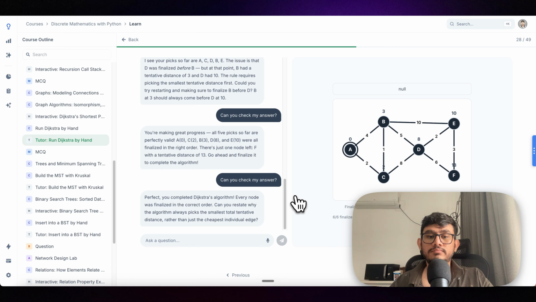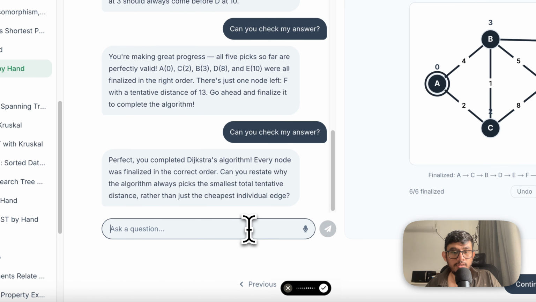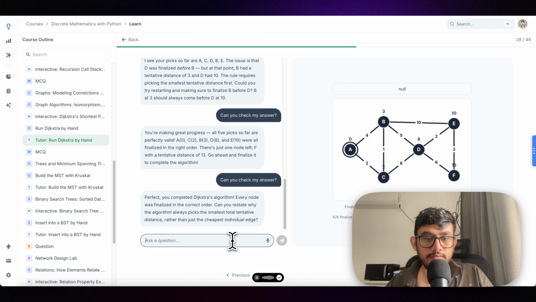Can you restate why the algorithm always picks the smallest total tentative distance rather than just the cheapest individual edge? Can you walk me through the explanation for the answer?